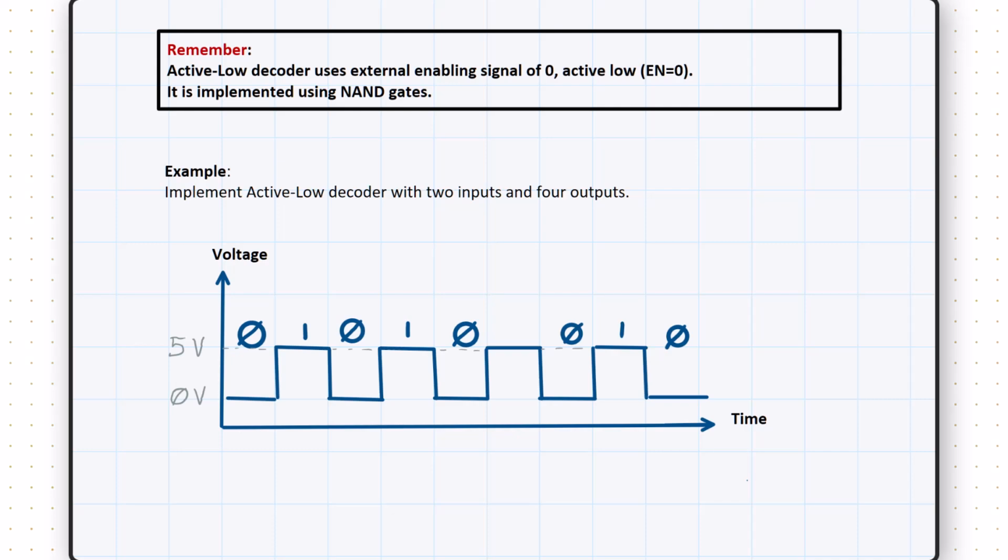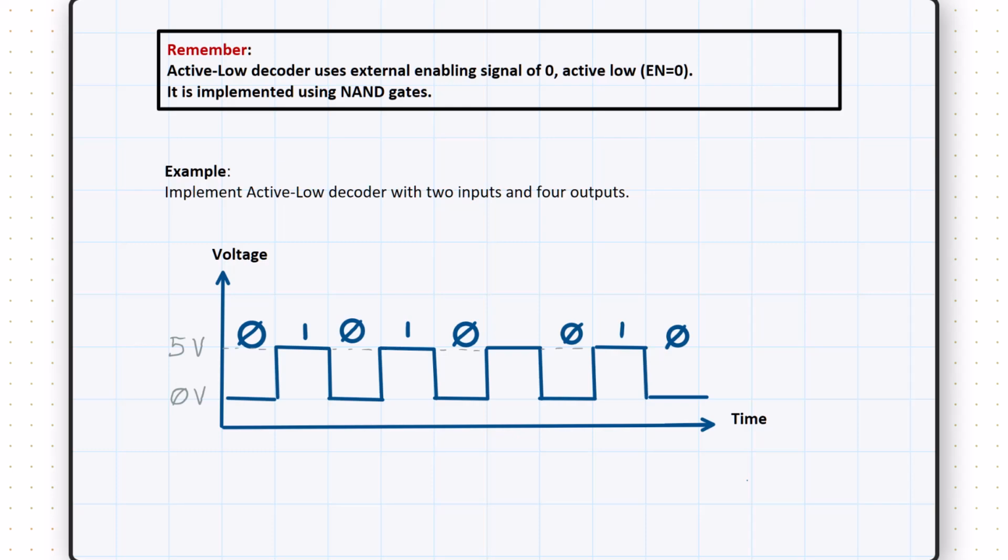An active low decoder uses an external enabling signal of 0, which means the active enabling signal is going to be low. It will have the value of 0. An active low decoder is implemented using NAND gates, and the same as with the active high decoder, we're going to make a quick revision on the digital signal.